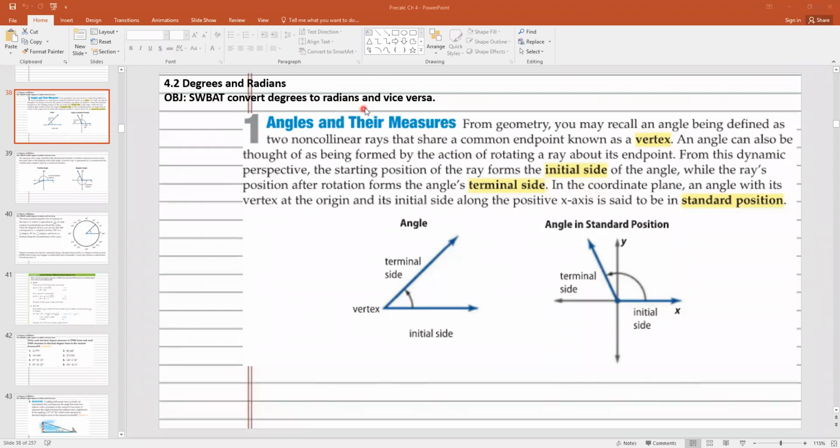So here, this is our typical angle, and angles have two sides to them. We have an initial side, which is where you want to imagine where the other side is coming from. So imagine you have this line right here. Okay, this is our initial side.